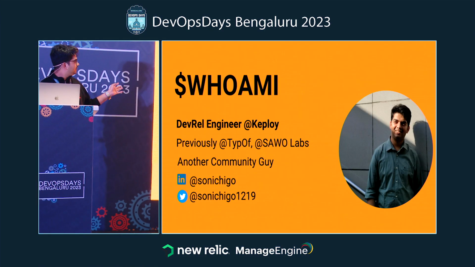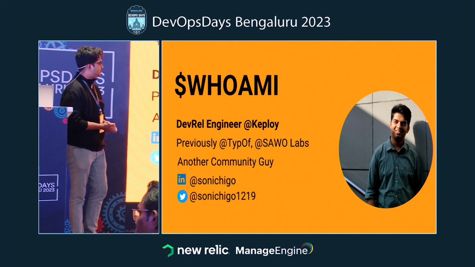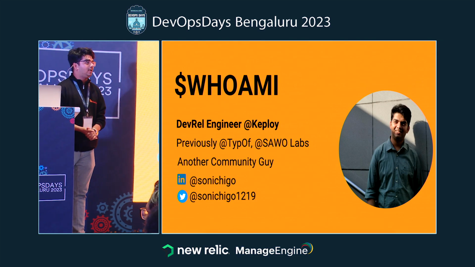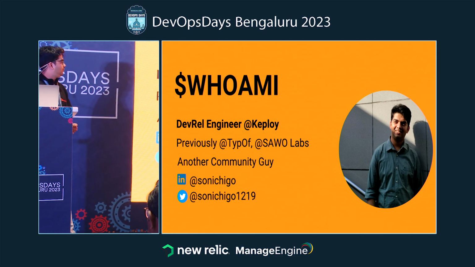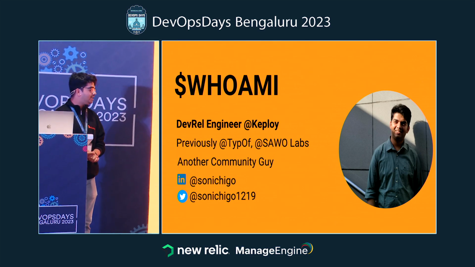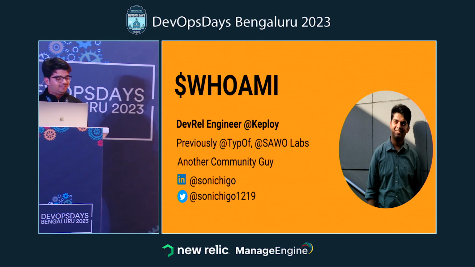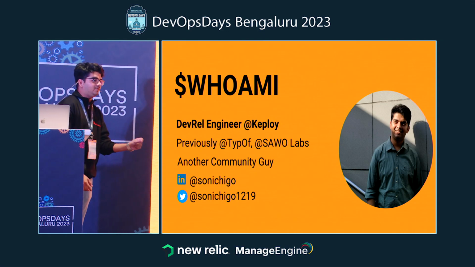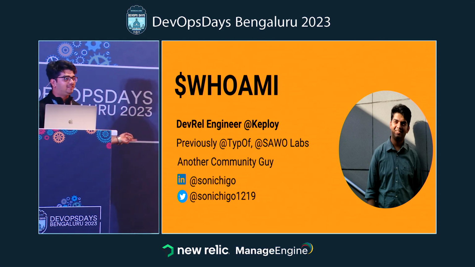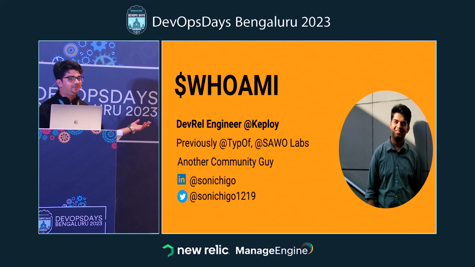So before we dive in, let me tell you who I am. I am a DevRel at Keploy. Being a DevRel means I explore new technologies and figure out how I can collaborate and use those to reach more audience and understand their pain problems. Previously, I have worked with Savo Labs and Typeoff as an API engineer, and right now I'm just another community guy who's working around and understanding what the audience actually wants. I'll be making some small jokes in between, maybe. You can connect with me on LinkedIn and Twitter. My handles are Sonichigo and Sonichigo1219. And if you are interested in knowing why I chose Sonichigo, you could connect with me.